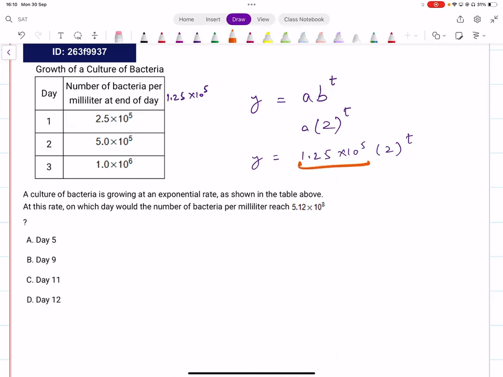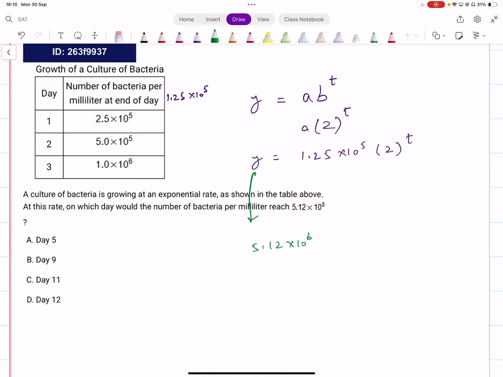This value is the initial value and this is the factor by which the values are changing. You're multiplying each value by 2 to get the next value. Any problem with this? On which day would the number of bacteria reach this number? 5.12 into 10 raised to power 8. You can just input that here.